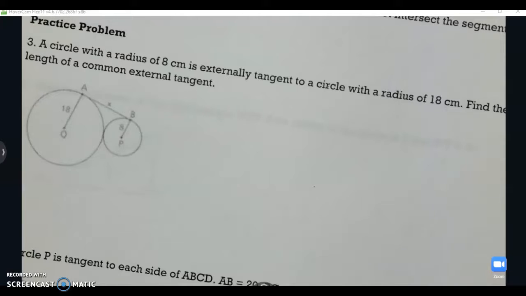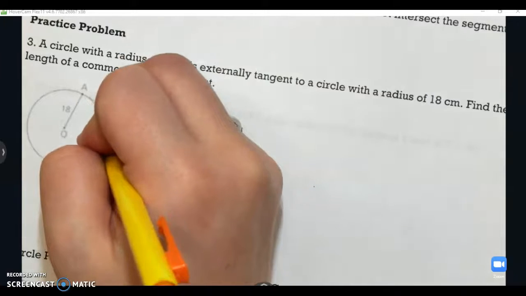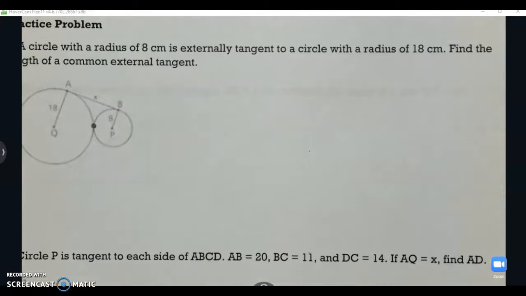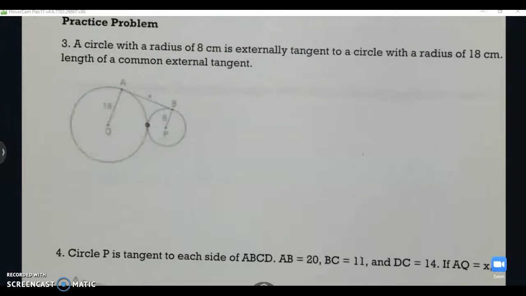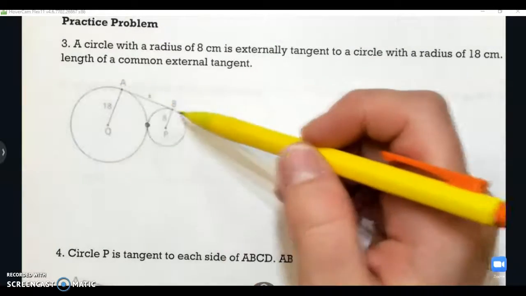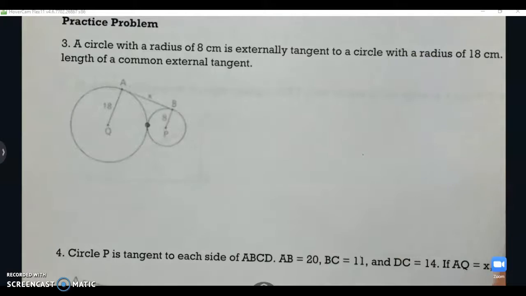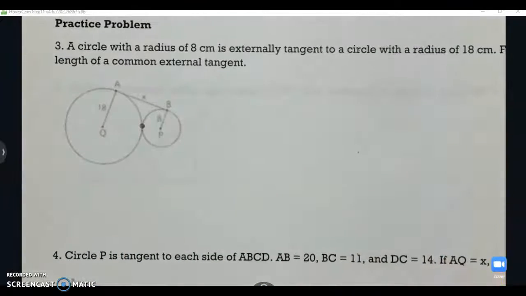So looking at number 3, we've got a circle with a radius of 8 that is externally tangent to a circle with a radius of 18. So what that means is that they touch here. So these circles are externally tangent along their edge at that one point. And then we want to find the length of a common external tangent. And so that external tangent has been drawn here, that AB, that's that common external tangent. And so we are going to have steps for finding that side AB, which is noted as x.